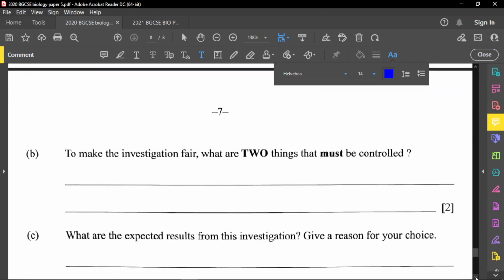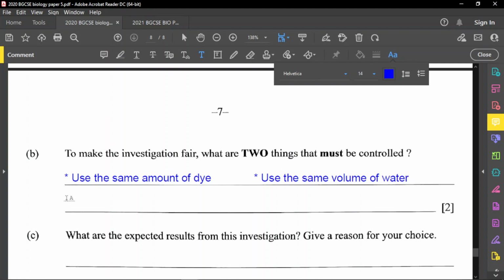For the B part of this question now, to make the investigation fair, what 2 things must be controlled? And there are a number of things you can control here. You can use the same amount of dye. And I think I mentioned that in the steps. You need the same amount of dye. You can also use the same amount of water. So use the same volume of water. All right, you're going to do that.